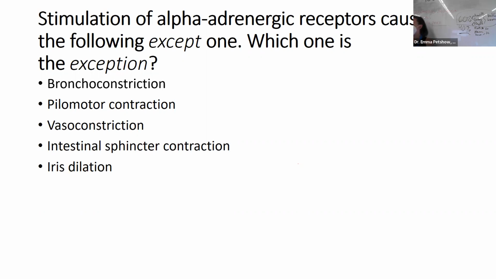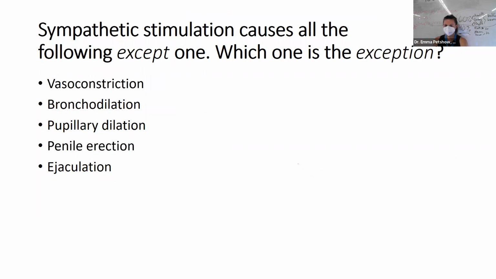We know our beta ones is the heart, and we don't have any heart ones on here. But what did we say beta 2 was? Everything else, and specifically what organ? So which one is probably not associated with alpha then? Bronchoconstriction, and that is correct. Bronchoconstriction, beta 2s. Dilation, absolutely.